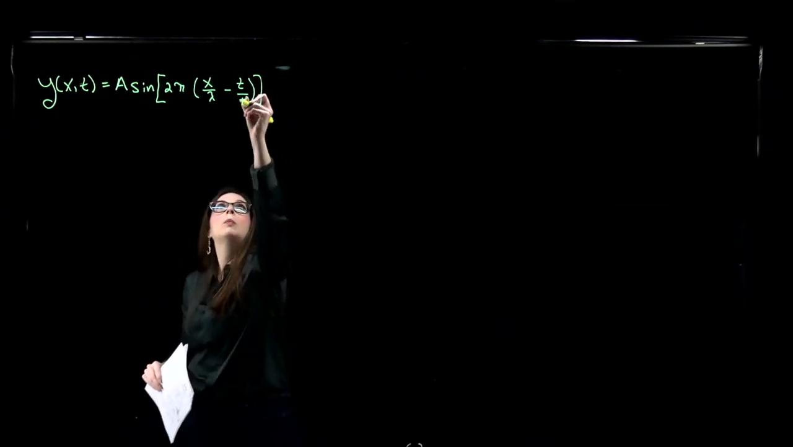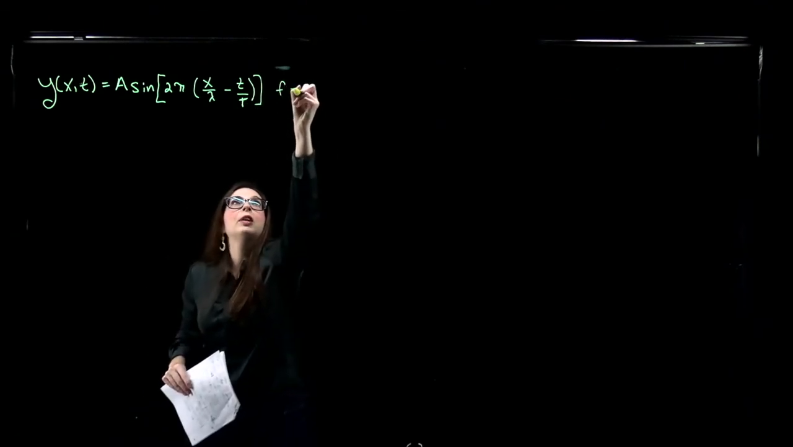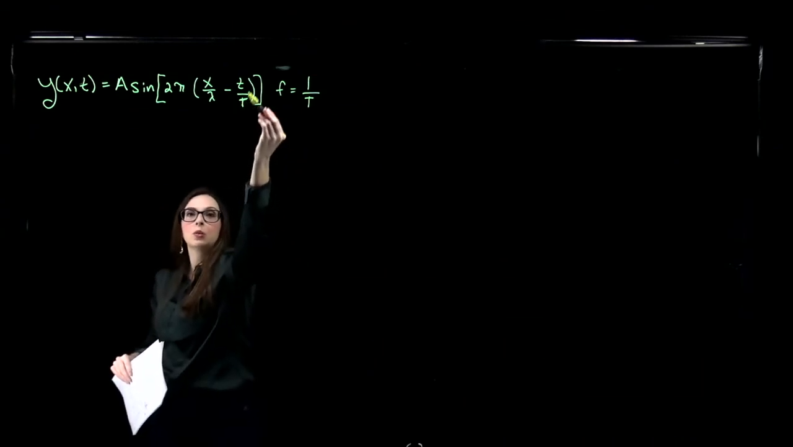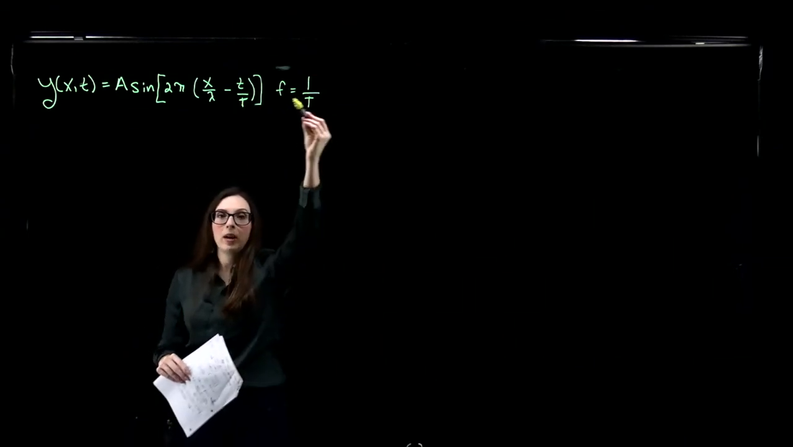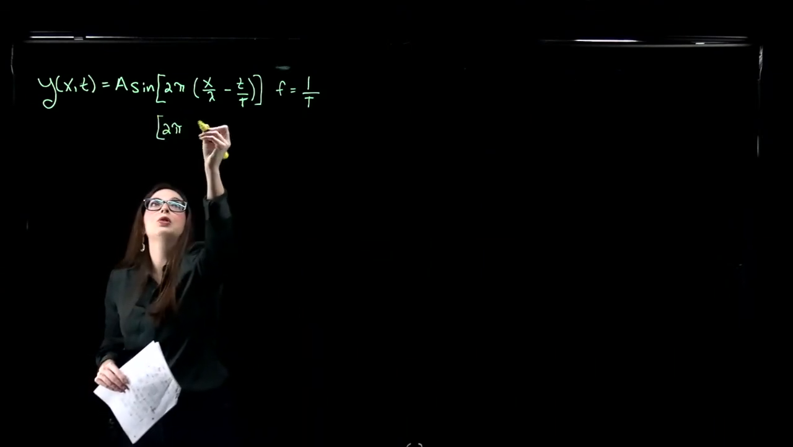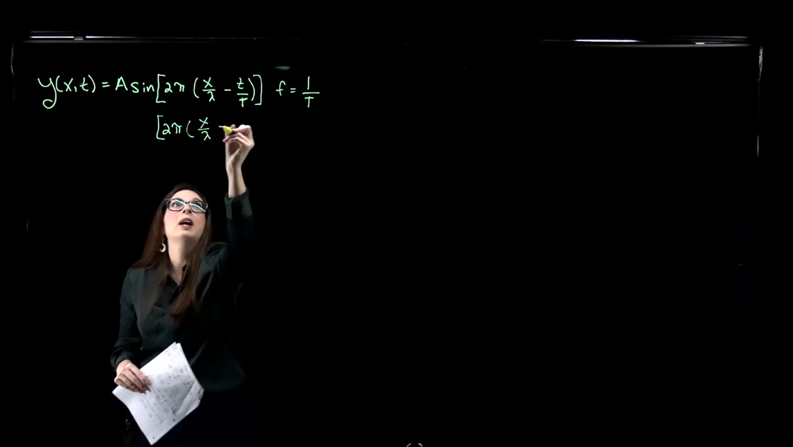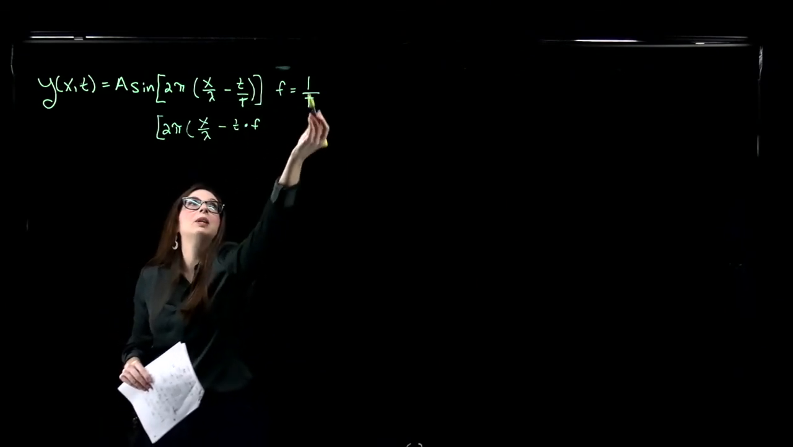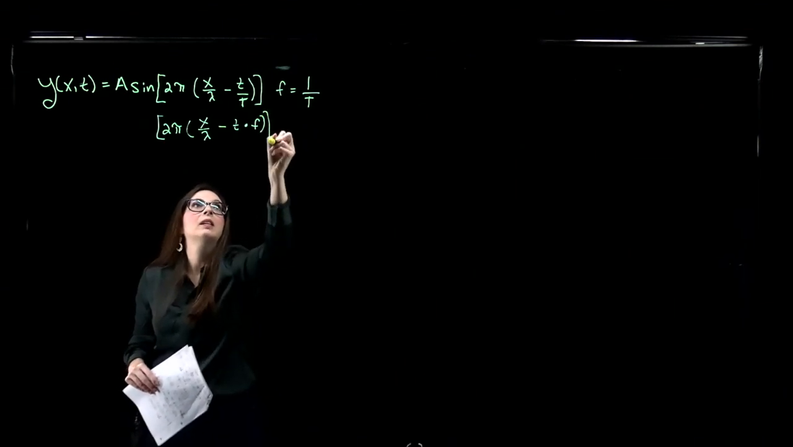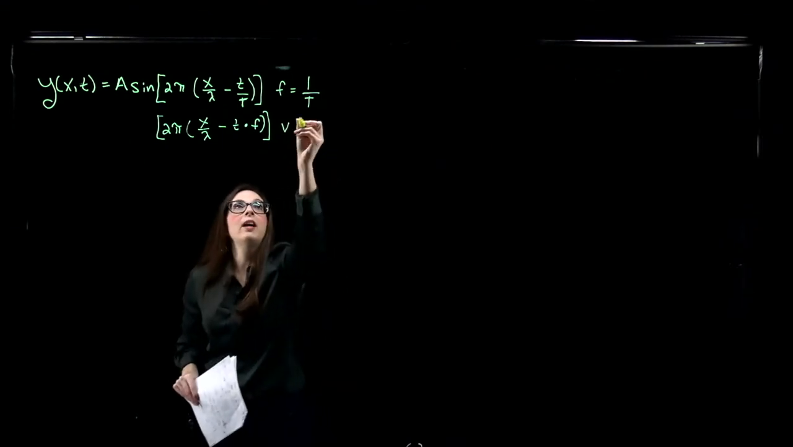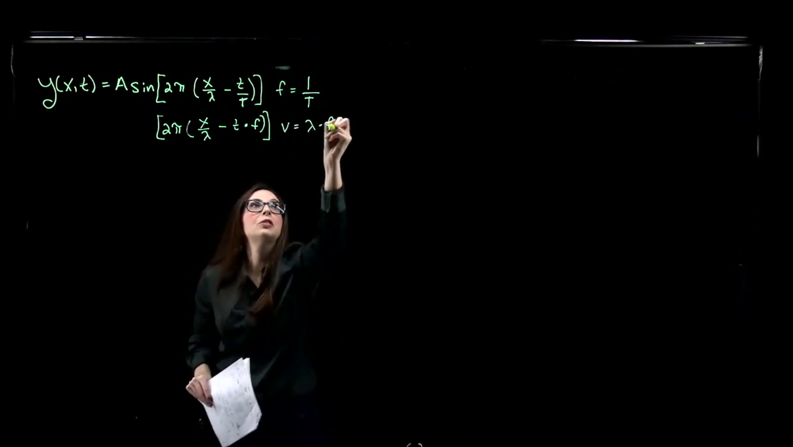The two things we're going to use to help us do that: first, we've got big T, the period of oscillation here. We remember that the frequency is equal to 1 over the period. So I can replace this 1 over the period here with the frequency. I can rewrite this argument of the sine as 2 pi times x over lambda minus t times the frequency, because 1 over the period is the frequency.